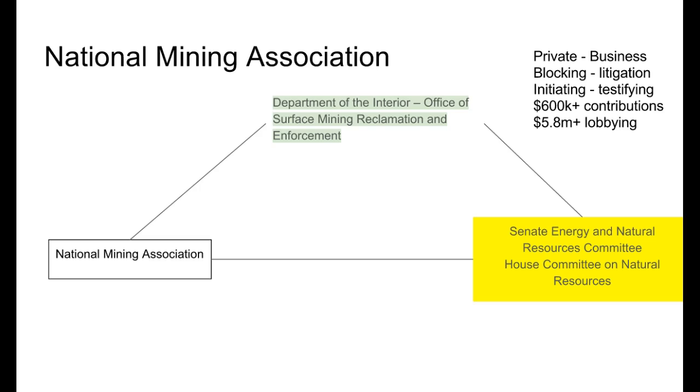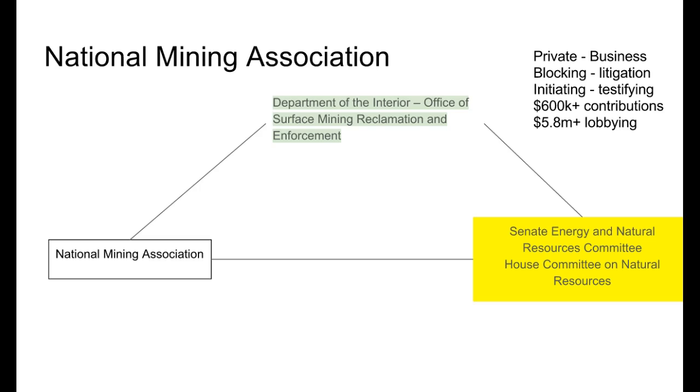So it's an interesting mix when you have a split or divided government. What is the best strategy and tactic? It's going to be different for the bureaucracy and for the legislative branch depending on which party controls what. I also added a couple of key points here as far as money, because that is one of the biggest resources that they have. $600,000 they've made in contributions and over $5 million, almost $6 million in lobbying. So that tells you that the National Mining Association has some power and some clout.